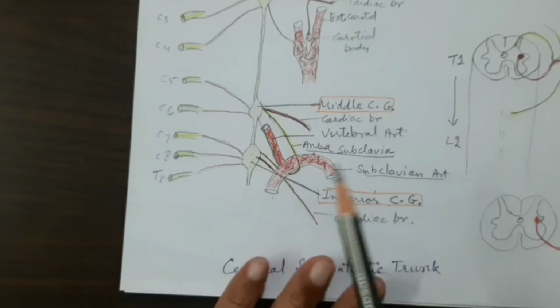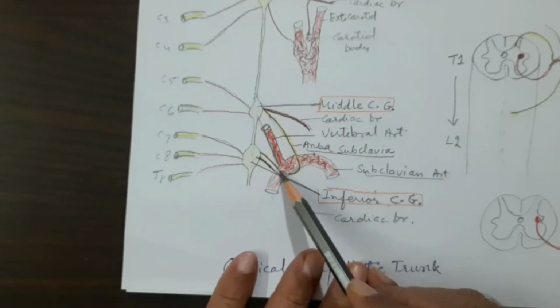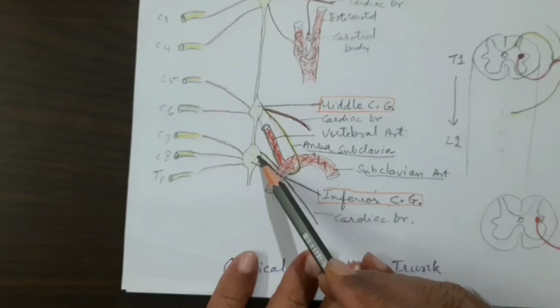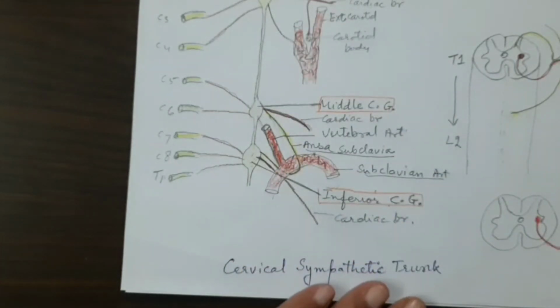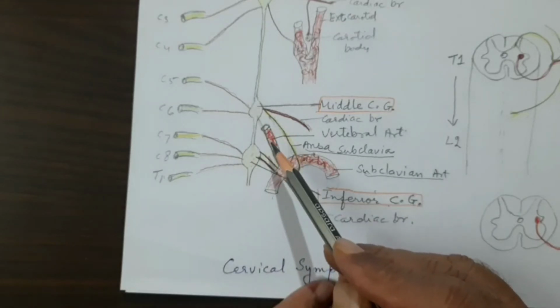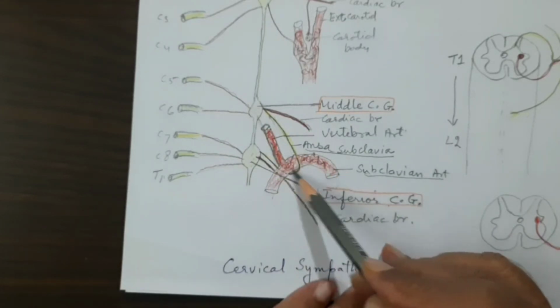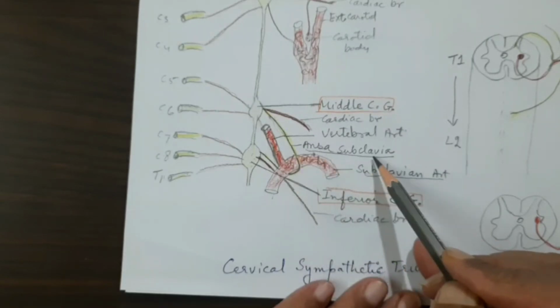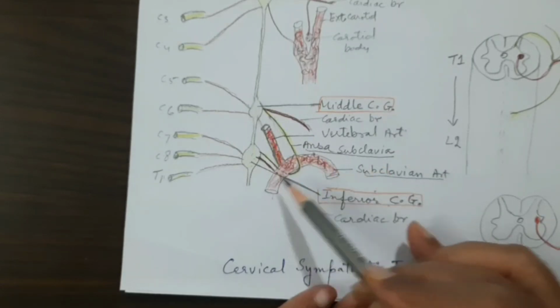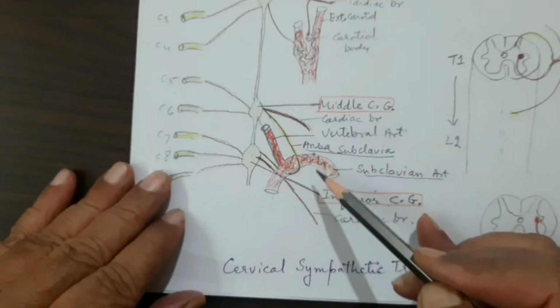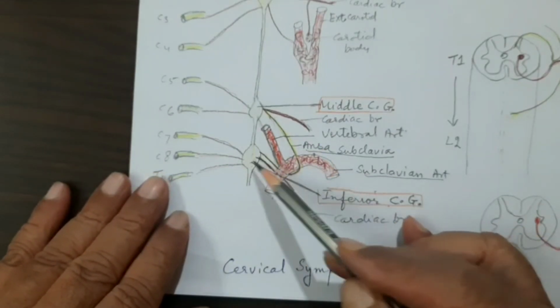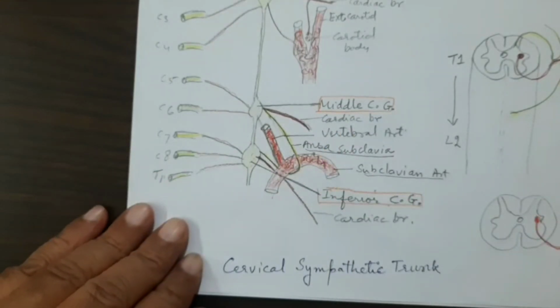Then a branch will also arise from this inferior cervical ganglion, which is the cardiac branch going to the heart. That means all three ganglia of the cervical trunk, superior, middle and inferior, will send a cardiac branch to supply the heart. Then it will also send fibers to form a plexus on the vertebral artery and the subclavian artery also. One twig was given by ansa subclavia for the formation of the plexus, especially also on the inferior thyroid artery. But this inferior ganglion will also send its plexus onto the artery.